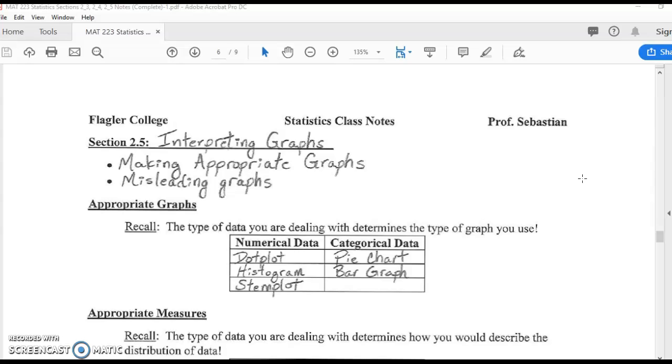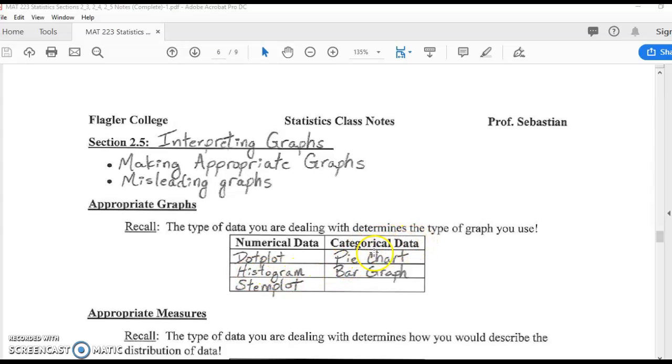And then also go over a little bit about some misleading graphs and things you really should never do, and also be careful of when you're looking at graphs. So appropriate graphs, recall the type of data you are dealing with determines the type of graph you should use. So for numerical data, we either want to use a dot plot, a histogram, or a stem plot. Now the histograms are the most common, especially for large data sets, and that's usually what we'll work with.